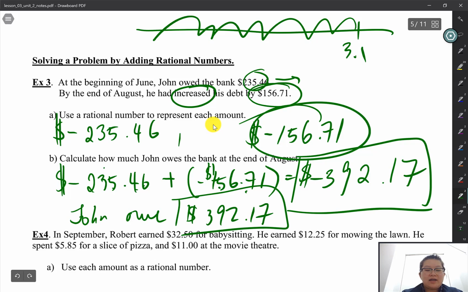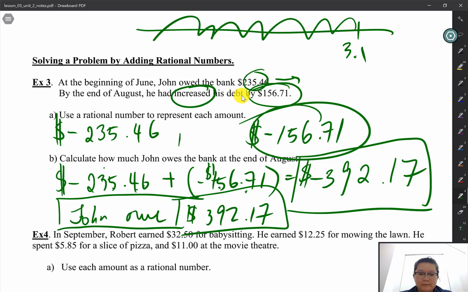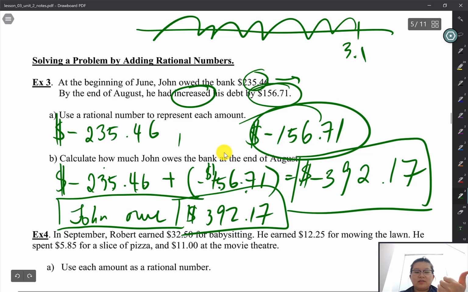So I would actually write a sentence saying that John is going to owe $392.17. Okay? And it's important to write the owing because that's what the negative is trying to mean here. So whenever you're doing a word problem, make sure you show all your units. Make sure you show a sentence at the very end to describe the context of the question.